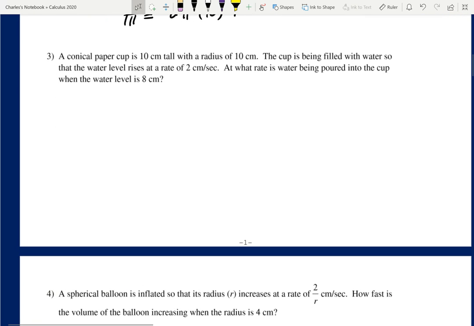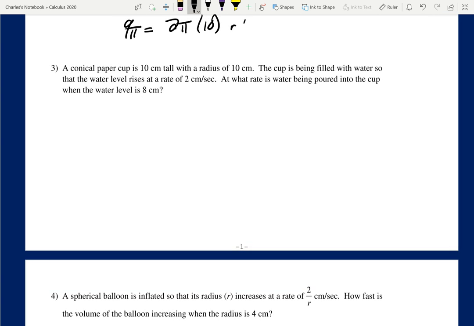Okay, so I wanted to do two more examples of related rates problems, 3 and 4 from the PDF. And there's a couple tricks I wanted to show you in here. Number 3 says a conical cup is 10 centimeters tall with a radius of 10 centimeters. The cup is being filled so that the water level rises at a rate of 2 centimeters per second. At what rate is water being poured into the cup when the water level is 8 centimeters?